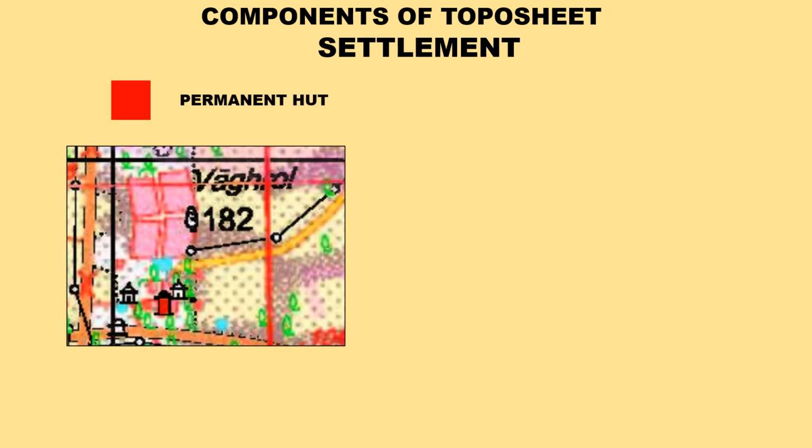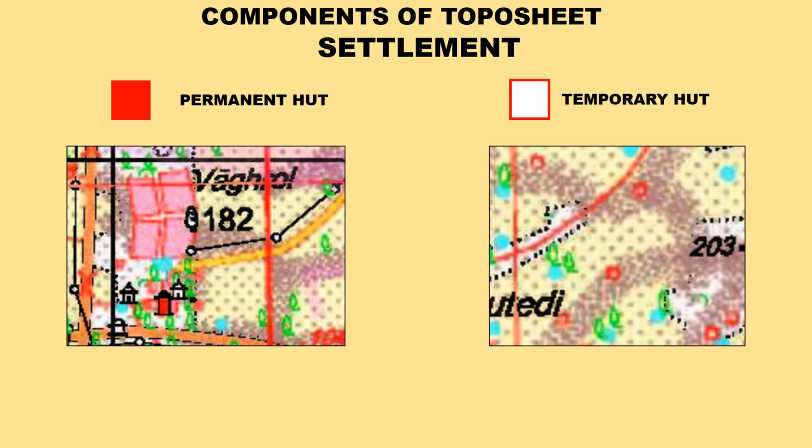Next, on the components of topo sheet, we have the settlement. Now, to understand settlement, we need to first understand its fundamental component, which is the hut. Now, there are two types of hut basically. First are the permanent huts, which are completely red in color, and the second one is the temporary hut, which has a white interior and red colored border.